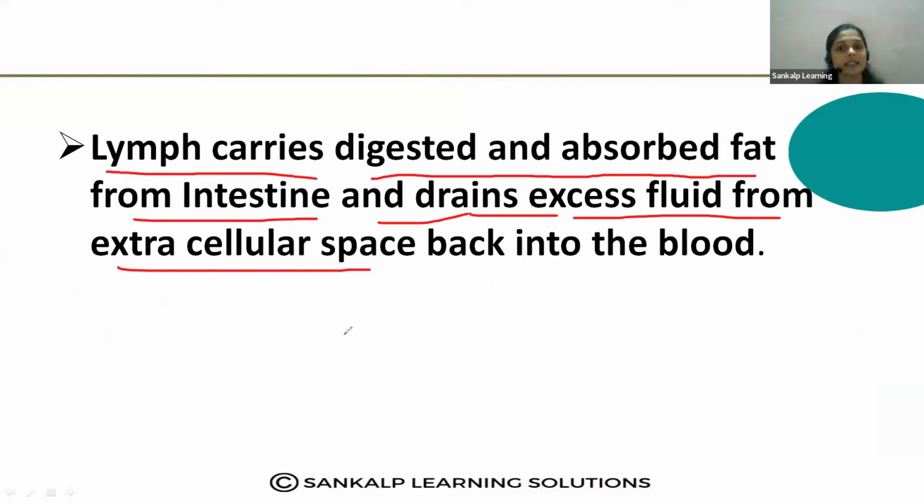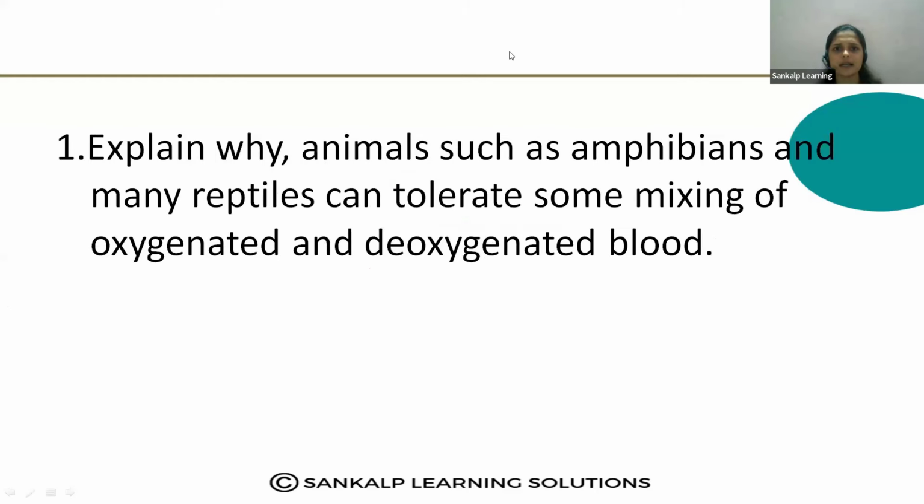And again this lymph flows back to the heart. ಸೊ ಮತ್ತೆ ಅದು ಹಾರ್ಟಿಗೆ ಕನೆಕ್ಟ್ ಆಗತ್ತೆ. ಈ ಎಕ್ಸ್ಟ್ರಾ ಸೆಲ್ಯುಲರ್ ಫ್ಲೂಯಿಡ್ಸ್ ಕಲೆಕ್ಟ್ ಆಗಿರುತ್ತೆ ಅಲ್ವಾ, ಅದು ಮತ್ತೆ ಹಾರ್ಟಿಗೆ ಕನೆಕ್ಟ್ ಆಗತ್ತೆ. ಓಕೆ, so like this the lymph fluid flows in our body. Okay, so see, this is related to this topic.